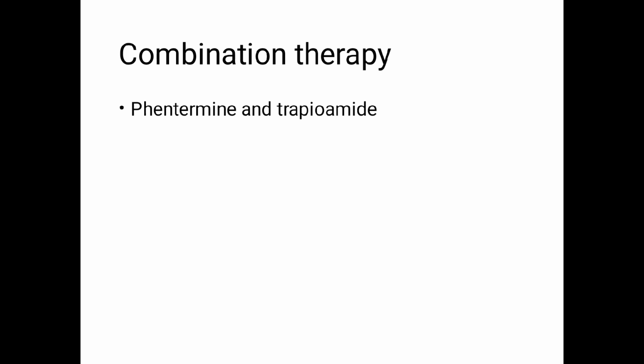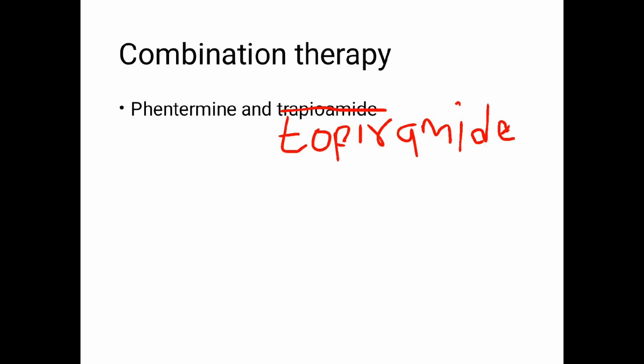So the combination therapy, we can use two drugs. The combination therapy makes use of phentermine and topiramate. So I corrected the drug, topiramate. Topiramate is an anticonvulsant. It has a sedating effect, and the reason why we're using phentermine is to oppose the sedating effect of topiramate. Phentermine is a stimulant.